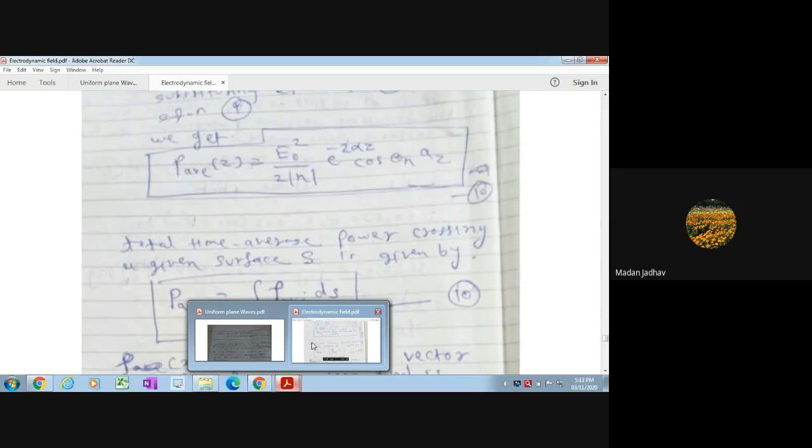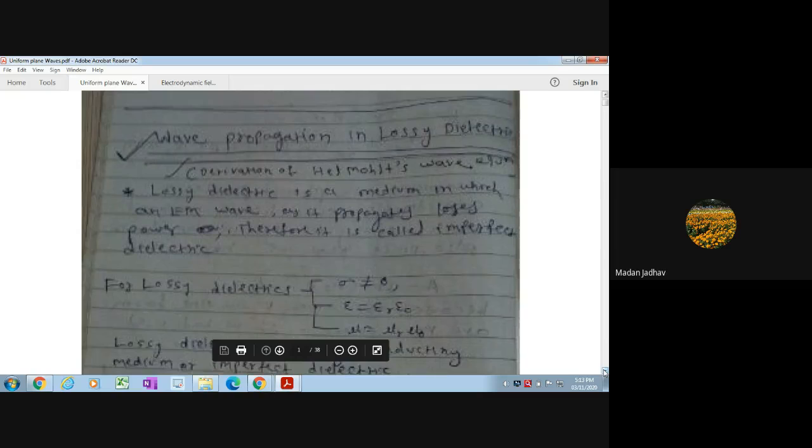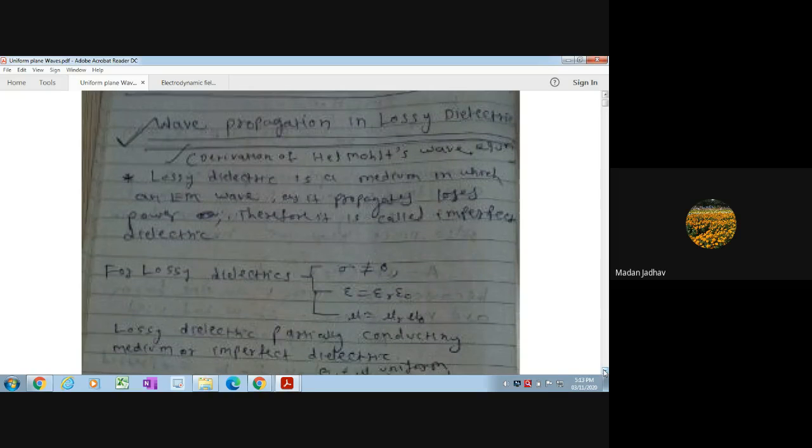Now we'll see the wave equation. What is that wave equation? First of all we will see the Helmholtz wave equation. Then afterwards we will see the differential form of the wave equation, and the solution of this differential equation is nothing but the equation of the wave which is propagating through free space. This wave equation is the equation of the electromagnetic wave propagating through free space.